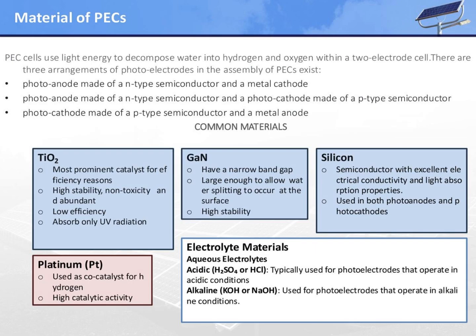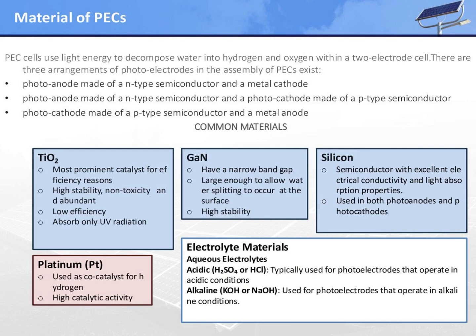I will continue for the material of PECs. PEC cells use light energy to decompose water into hydrogen and oxygen within a two-electrode cell. There are three arrangements of photoelectrodes in the assembly of PECs. One is photoanode made of an N-type semiconductor and a metal cathode. Second, photoanode made of an N-type semiconductor and a photocathode made of a P-type semiconductor. Lastly is photocathode made of a P-type semiconductor and a metal anode.